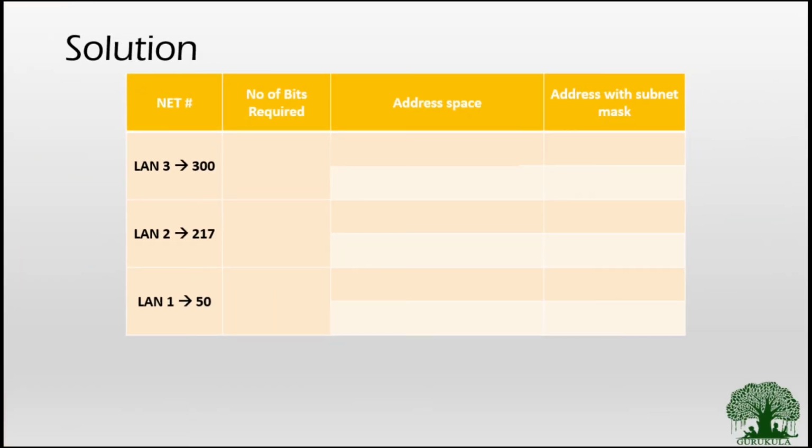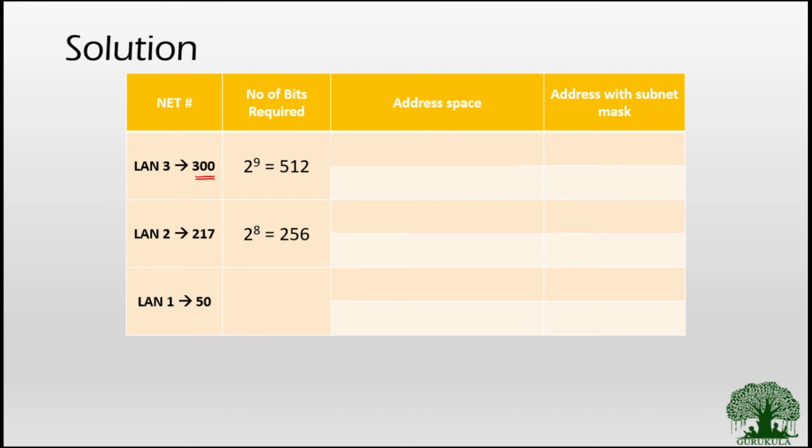So what we will do is, we will first arrange it in descending order. The largest number comes first. The largest number is 300, later it is 217, and then it is 50. So I will arrange it in this fashion, and then next I will have to identify how many bits are required to give 300 host IP addresses. For 300, the immediate next value we get is 2 power 9. Exactly 300 is not possible, so we go for 2 power 9. So 2 power 9 gives us 512. So we can create only 512 IP addresses in one block.